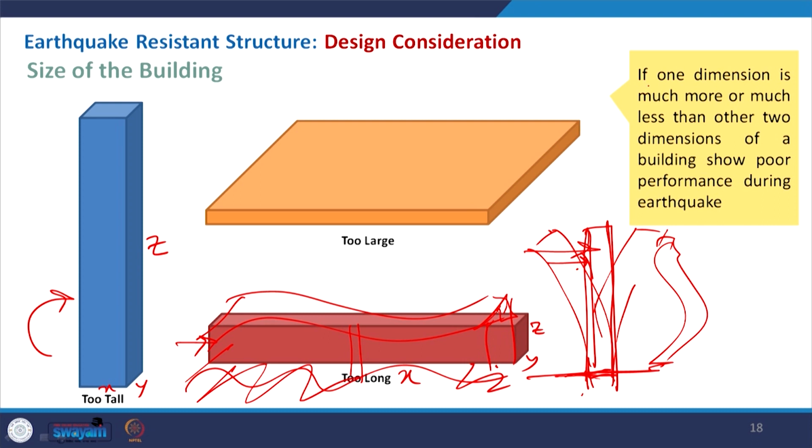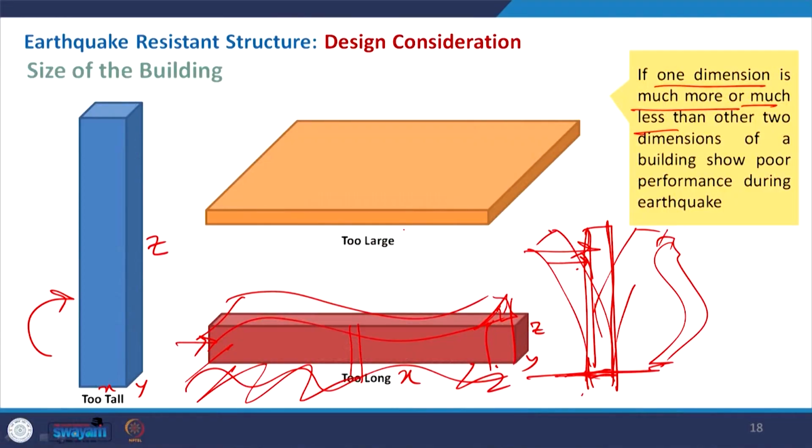So what it says is that if one dimension is much more or much less than the other two dimensions, it will perform very poorly. Now, if we take a large portion of buildings without any expansion joint and all, then also it will be difficult and it will not really perform well in the earthquake, if it covers an entire area. The motion of the earth and different settlement of the subsoil during the earthquake may affect this kind of form.